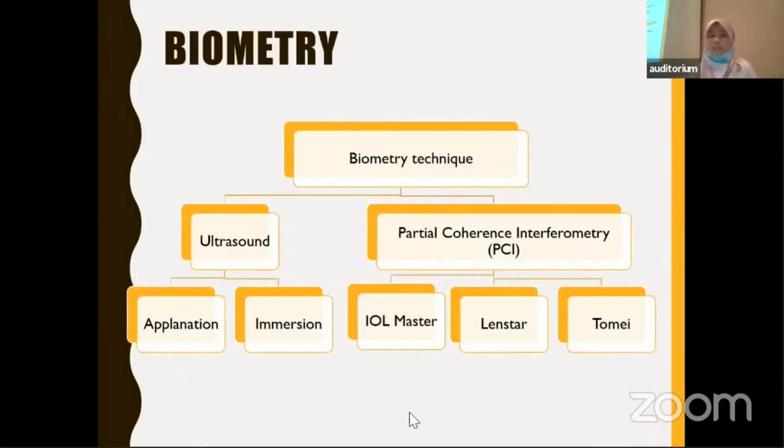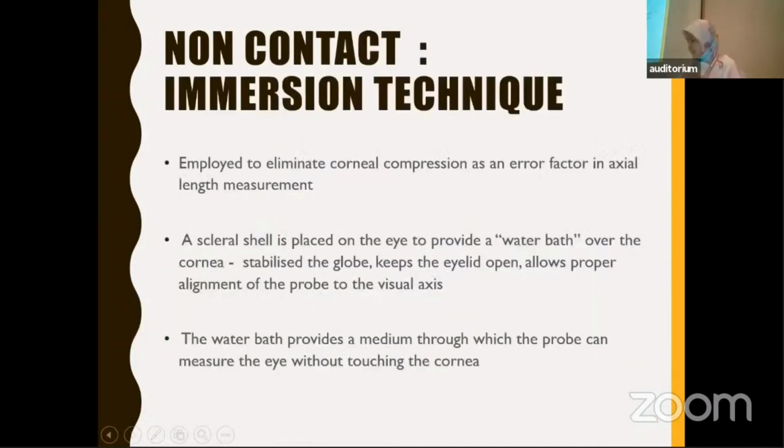Here we go to the immersion part. The immersion technique is employed to eliminate corneal compression as an error factor in axial length. A sclera shell is placed on the eye to provide a water bath over the cornea. It stabilizes the globe, keeps the eyelid open, and allows proper alignment of the probe to the visual axis. The water bath provides a medium through which the probe can measure the eye without touching the cornea.